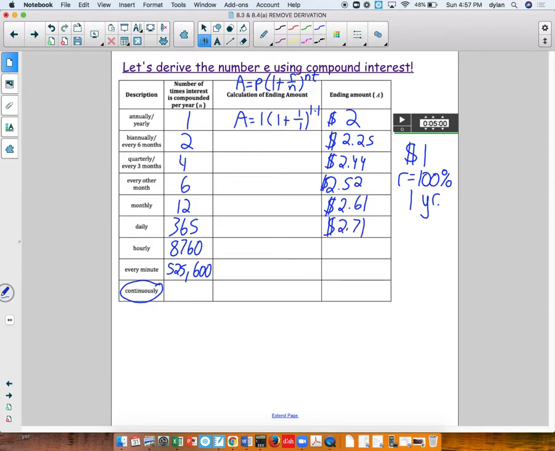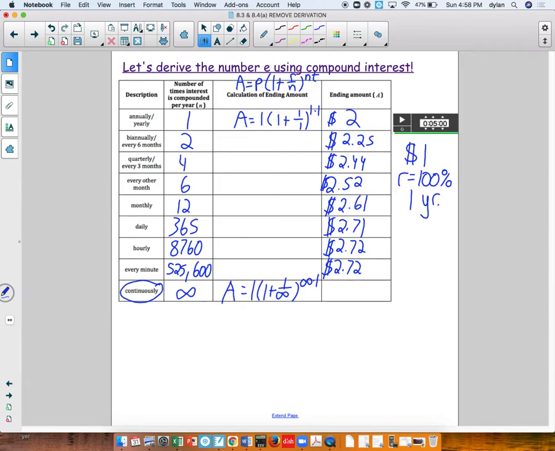$2.71, and then we'd have $2.72, and again here $2.72, and we're getting closer and closer to that E value. So now if we compounded continuously, that would be essentially like putting in infinity for our N value. So our amount would be 1 times 1 plus 1 over infinity raised to the infinity times 1.